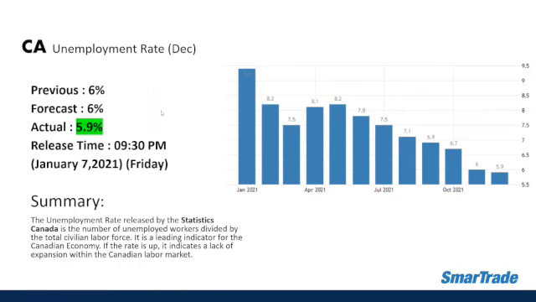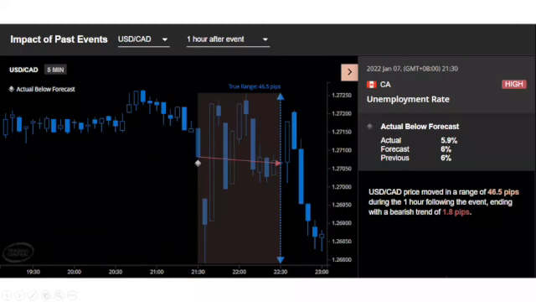And the actual data was slightly better compared to the previous one and the market forecast. The actual data was 5.9%. So it means that the unemployment rate for Canada for the month of December was slightly better. So let's take a look at what happened.